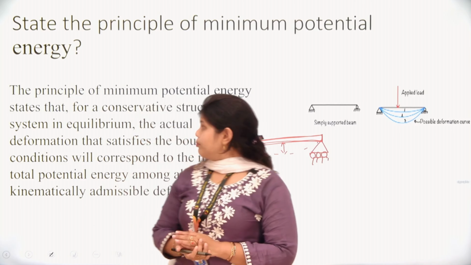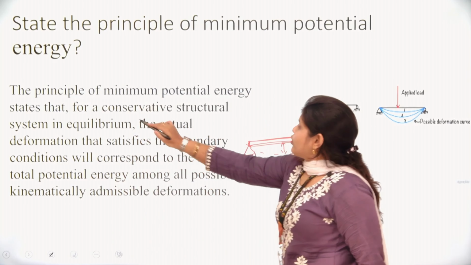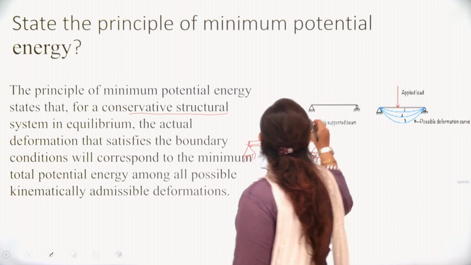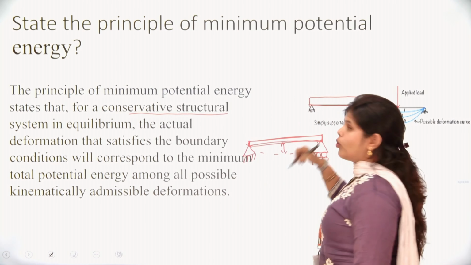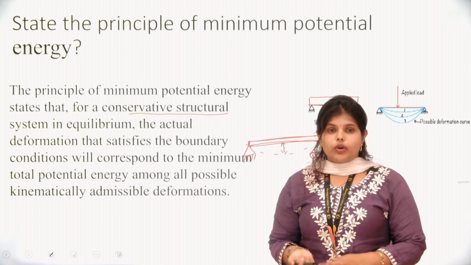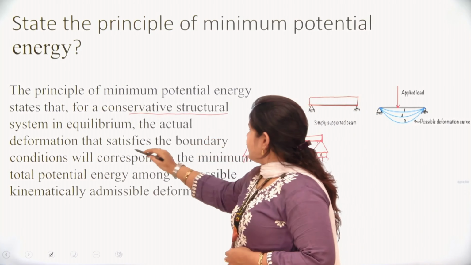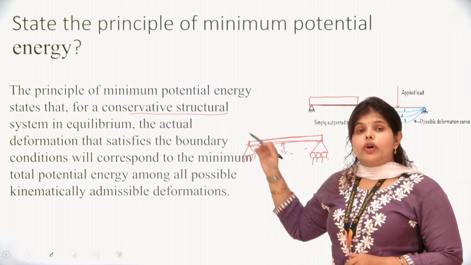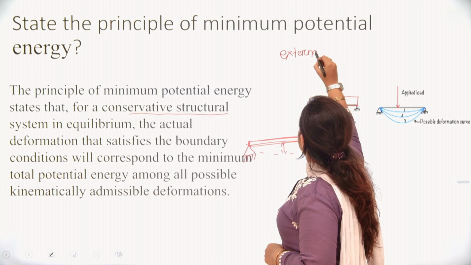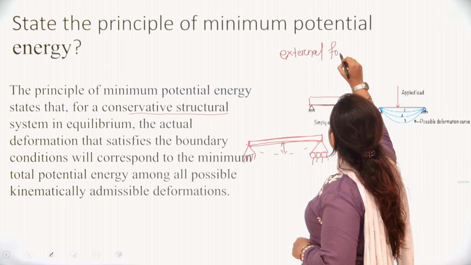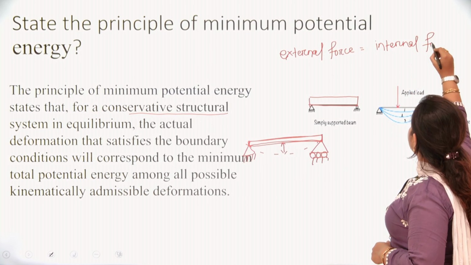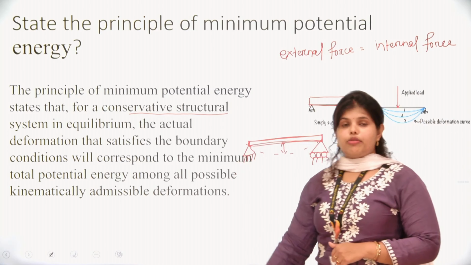Or you can say the principle of minimum potential energy states that for a conservative structural system, what is a conservative structural system? When your structure is fixed at both the ends, that will be termed your conservative structural system. And the actual deformation satisfies the boundary conditions. What is the boundary condition? The boundary condition is that the external force will be equal to the internal force. Up to that point, it satisfies the boundary condition.